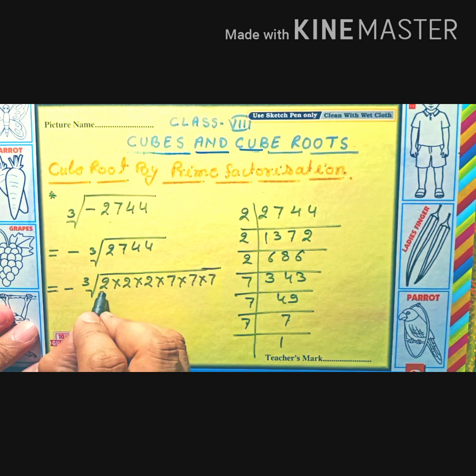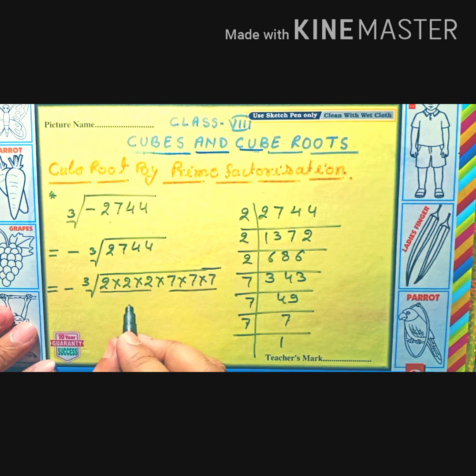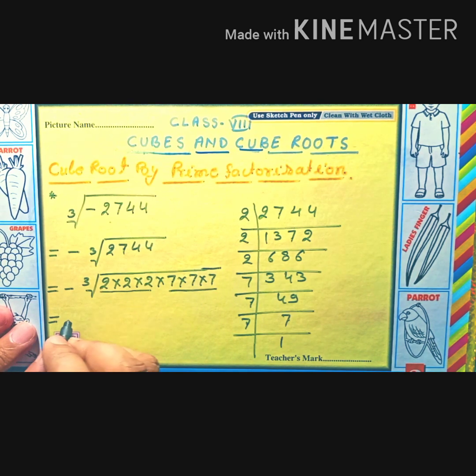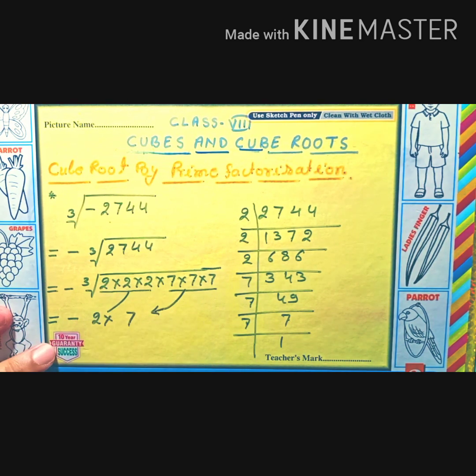Now make the group of 3 numbers, and from each group we take common. Now that value, and remove that sign. From this group here 2, and from this 7. Now we have removed that sign. Now cube root of minus 2744 is minus 14.